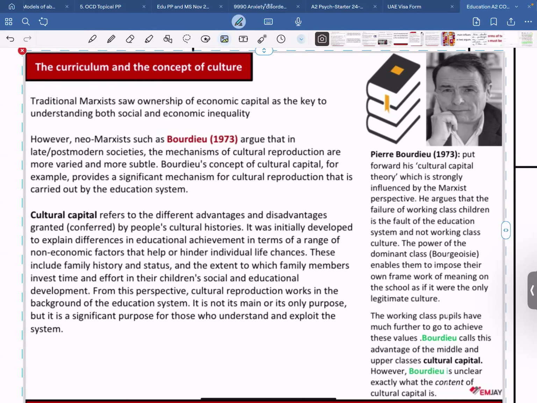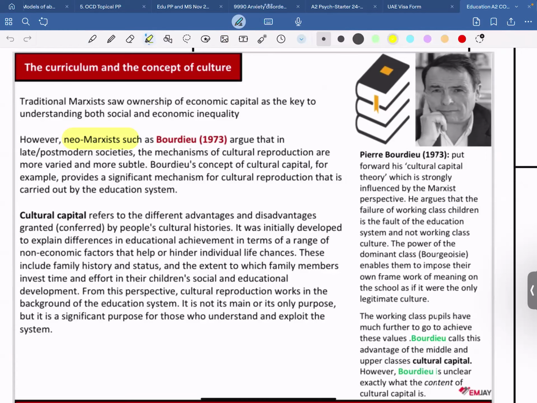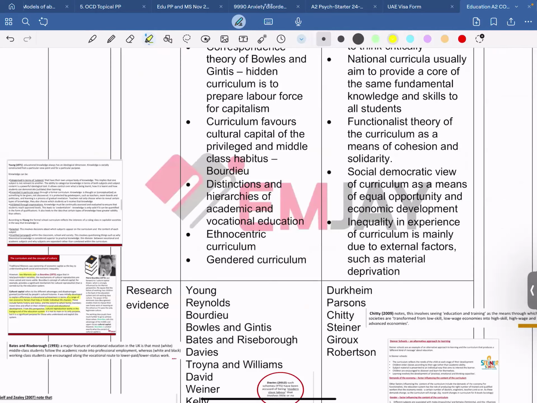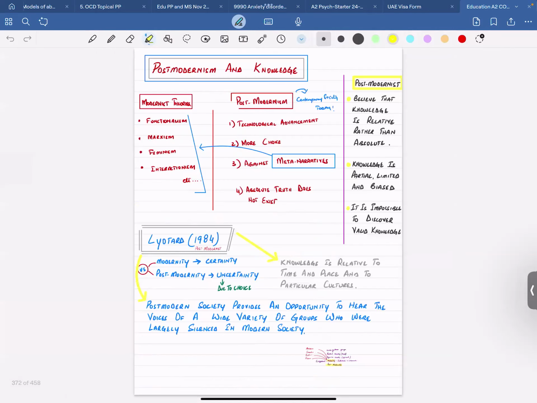A range of non-economic factors that help or hinder individuals' life chances. These include family history and status, and the extent to which family members invest time and effort in their children's social and educational development. From this perspective, cultural reproduction works in the background of the education system. It is not its main or only purpose, but is a significant purpose for those who understand and exploit the system. So, according to Pierre Bourdieu, I'll just show you more content that you could put to use.